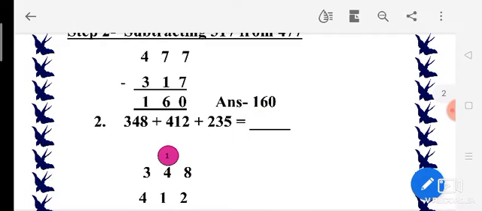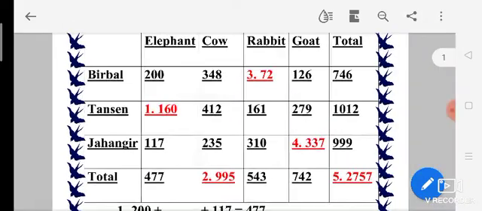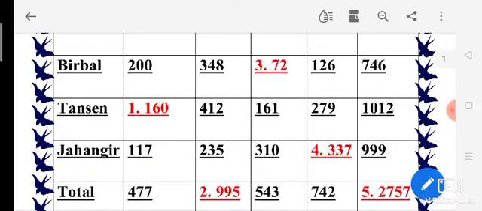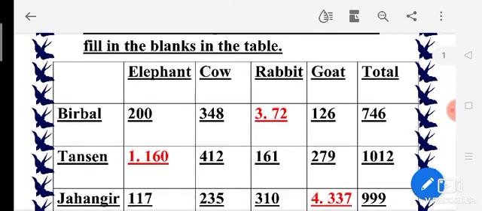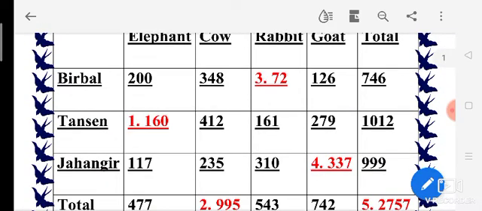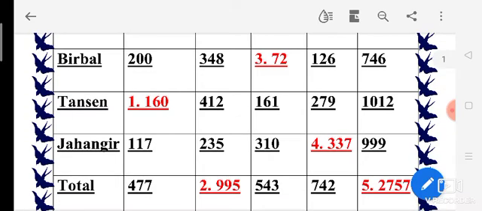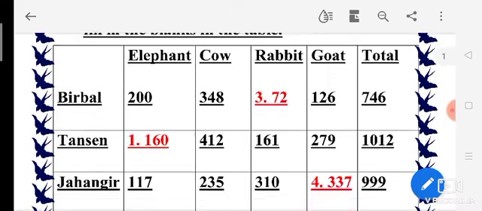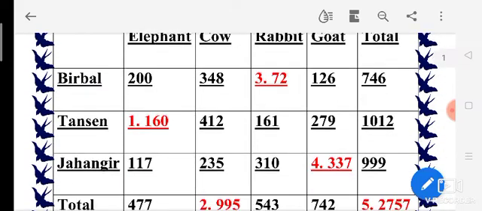Second, now see, come up again. This is the second one, for cow. Birbal is having 348, Tansen is having 412, Jahangir is having 235. For the total number of cows it is very simple. Total means we will do direct addition, because we have to find the total only here and at the last. So we will do this fast.